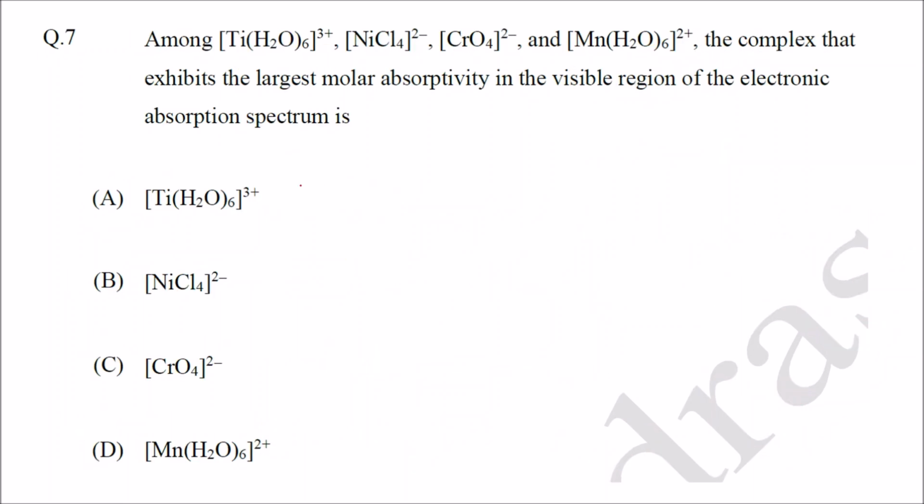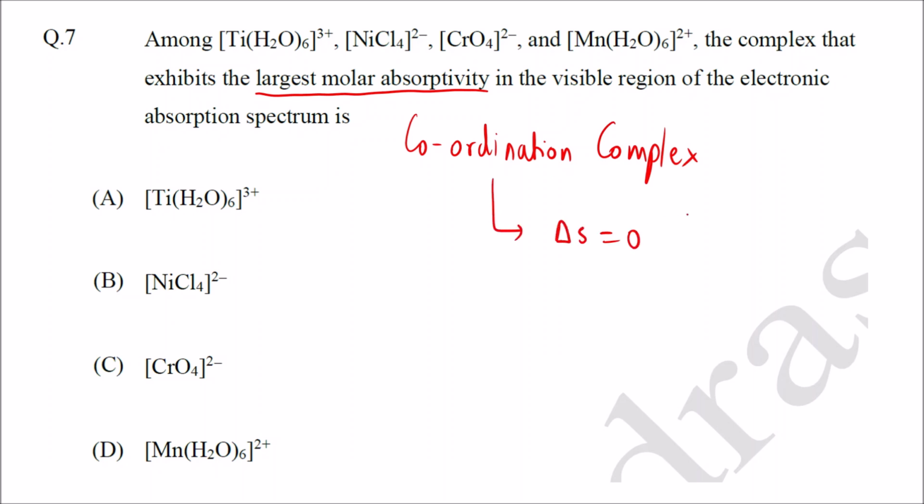Okay, so seventh question. There are 4 complexes that are given. The complex that exhibits largest molar absorptivity in the visible region of electronic absorption spectrum is. So this is a question of coordination complexes. It is basically based on the 2 selection rules. One is delta S is 0. This is the spin selection rule. Change in spin multiplicity should be 0. Next is delta L should be plus or minus 1. This is called the Laporte selection rule.